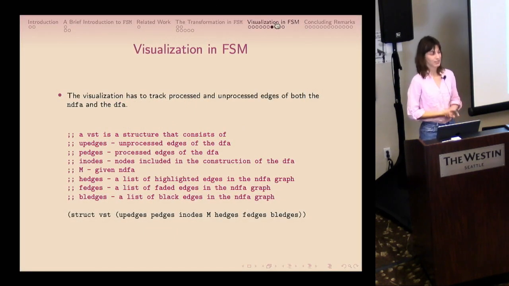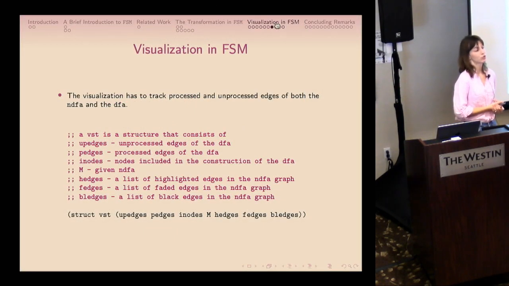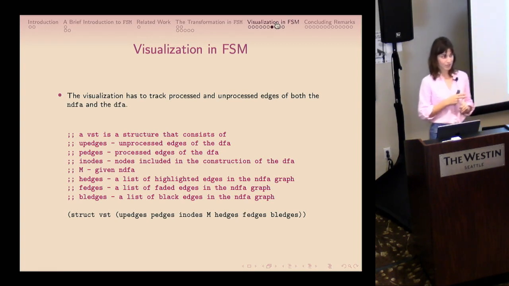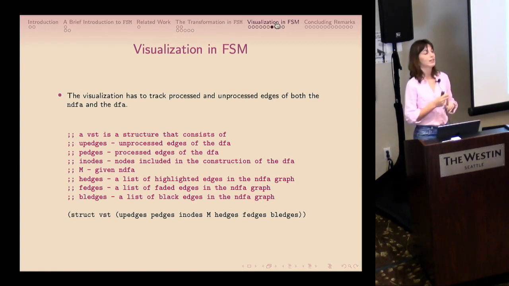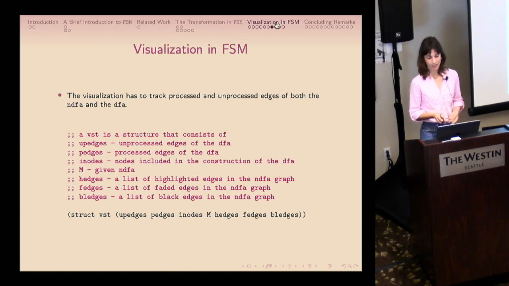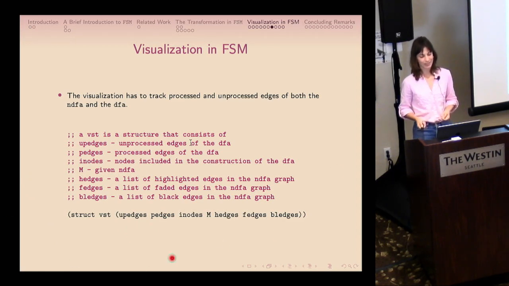So this is our implementation. It's important for us to keep track of two things: processed edges and unprocessed edges of both the NDFA and the DFA. Now these three are probably already familiar to you: fedges, hedges, and bledges. Fedges and hedges are processed edges of the NDFA, and bledges are unprocessed edges of the NDFA. U-pedges are unprocessed edges of the DFA, and pedges are the processed edges of the DFA. I told you it's going to be a lot of names. And we keep all of this in a visualization state structure.